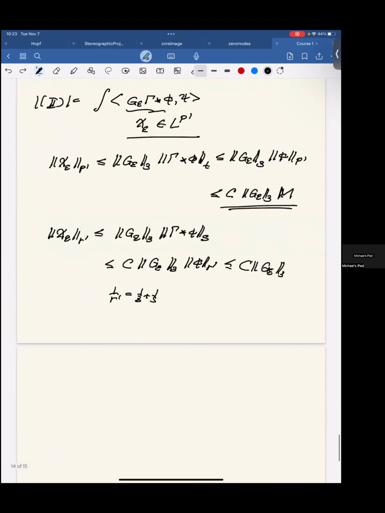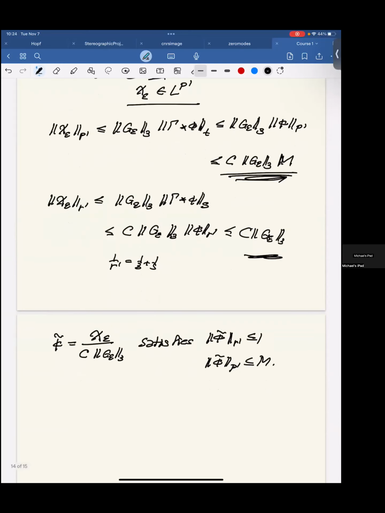But now what you do is you notice that phi twiddle equals chi epsilon divided by a constant times the G epsilon 3 norm. It satisfies phi twiddle r prime less or equals 1, and phi twiddle p prime less or equals m, right? This follows from these two estimates.